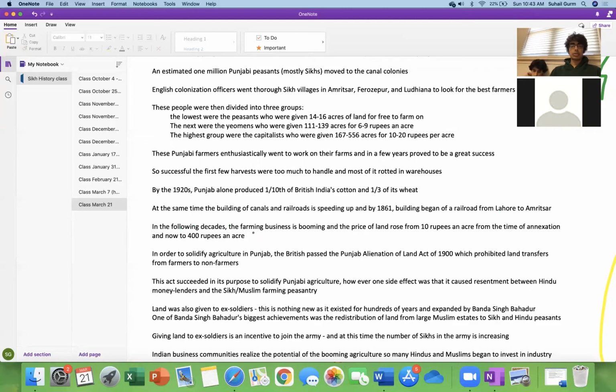One of the most important effects of all this such successful farming was that like in the beginning, after annexation in the 1850s, around the Sepoy Rebellion, like around that time, the price of land was about 10 rupees an acre. But by now, in like the next like 20 years, it rose 40 times to 400 rupees an acre. So look at this. These like higher class farmers got it for that 10 rupees an acre, and now it rose to 400. Like that's crazy. And like, such a short period of time, it rose that much.